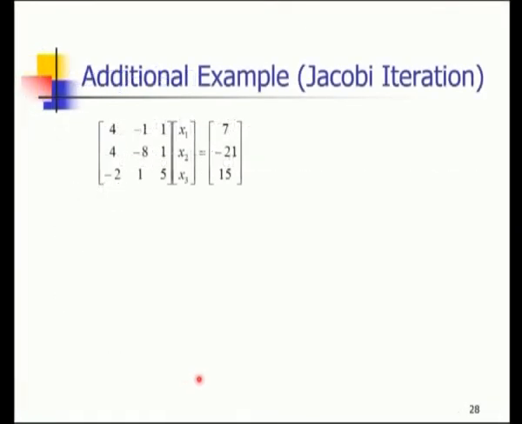An additional example, a 3 by 3 case, and this is the matrix involved, the solution vector and the right hand side vector, and can you see that this matrix is diagonally dominant. Look at the first row: the diagonal element is 4 and the sum of the other elements in the absolute sense, that is mod minus 1 plus mod 1, is 2. The diagonal element dominates the sum of the other elements in the absolute sense. Similarly for the second row and the third row.